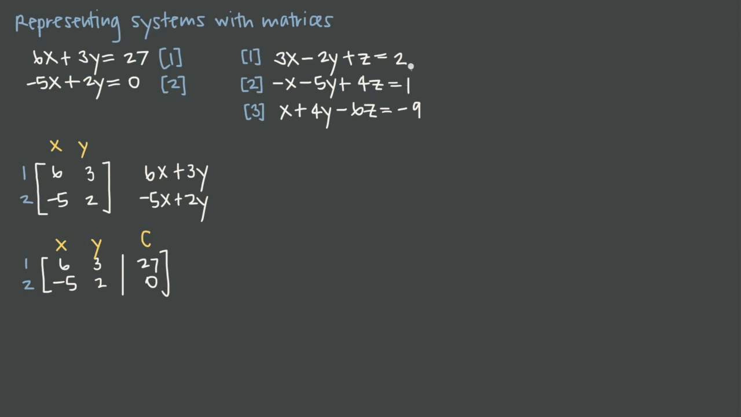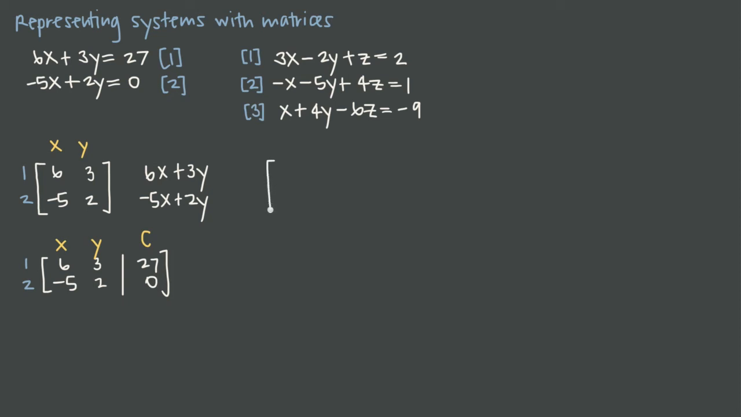Now if we want to represent this linear system, 3 equations in 3 unknowns, using a matrix, we do the exact same thing. We just make sure that everything from equation 1 goes across the first row, equation 2 goes across the second row, equation 3 goes across the third row, and then we line up all the coefficients on x in one column, y in a second column, z in a third column, and then the constants get augmented on in a fourth column.